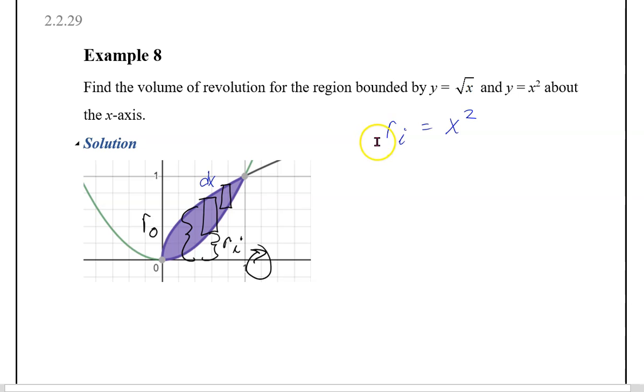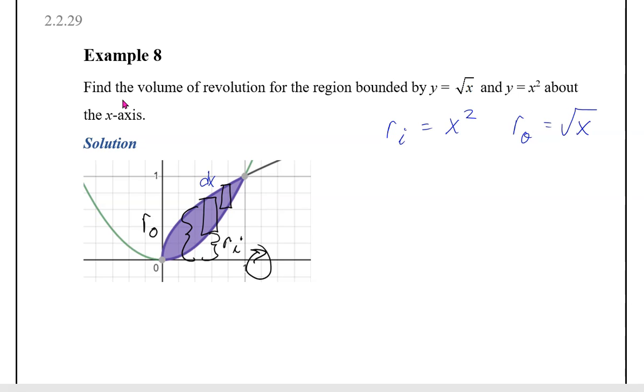The outer radius, on the other hand, is given by the distance between the axis of revolution and the far end of the thin rectangular strip. In this case, this is given by the y value on the curve, the square root of x, so that r outer is equal to the square root of x.